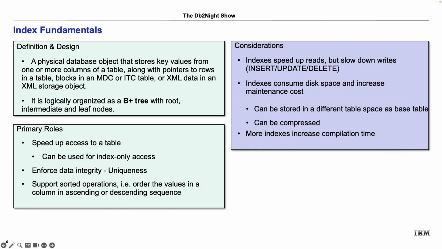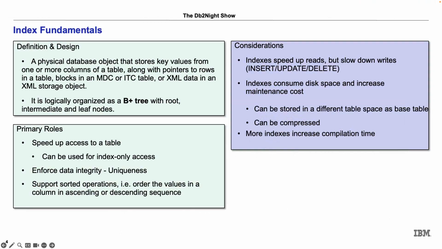So in DB2, indexes serve three major purposes. One is to speed up data access. The second is to get data integrity enforced, like a primary key or uniqueness. And the third is to help with sorted operations.